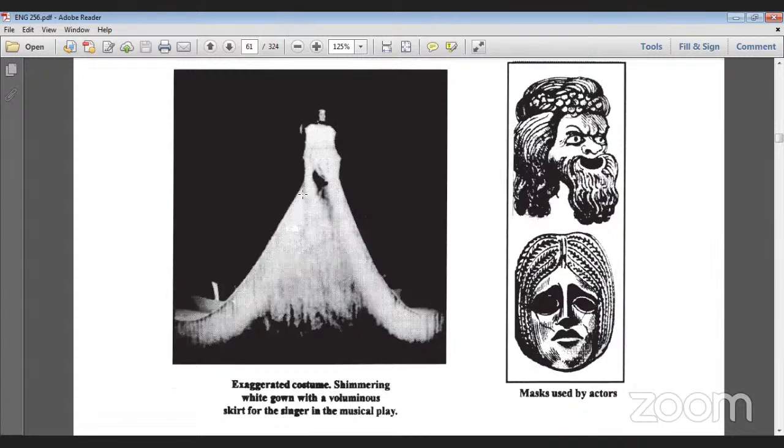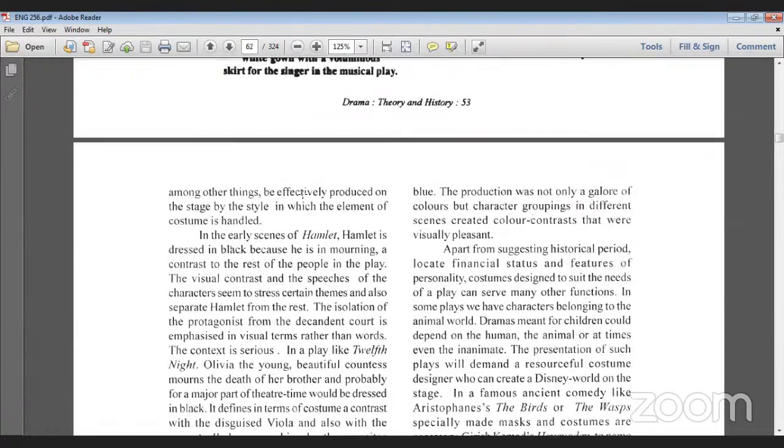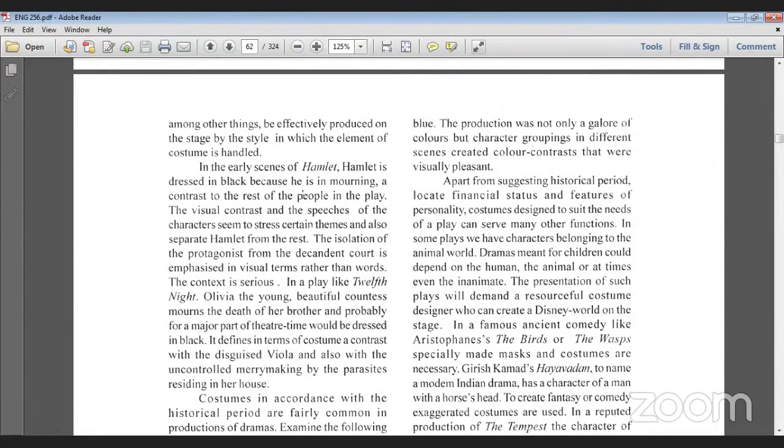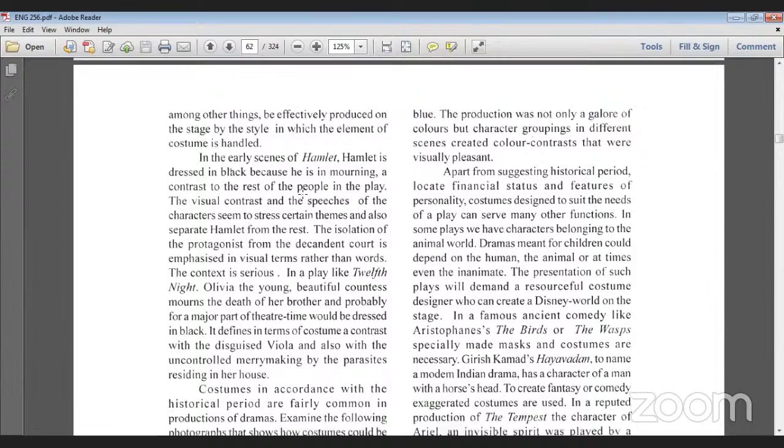These are the pictures which are seen behind the stage. Now, exaggerated costumes, shimmering white glow with a voluminous screen for the singer in the musical play. Okay. Now, musical play is also more important.